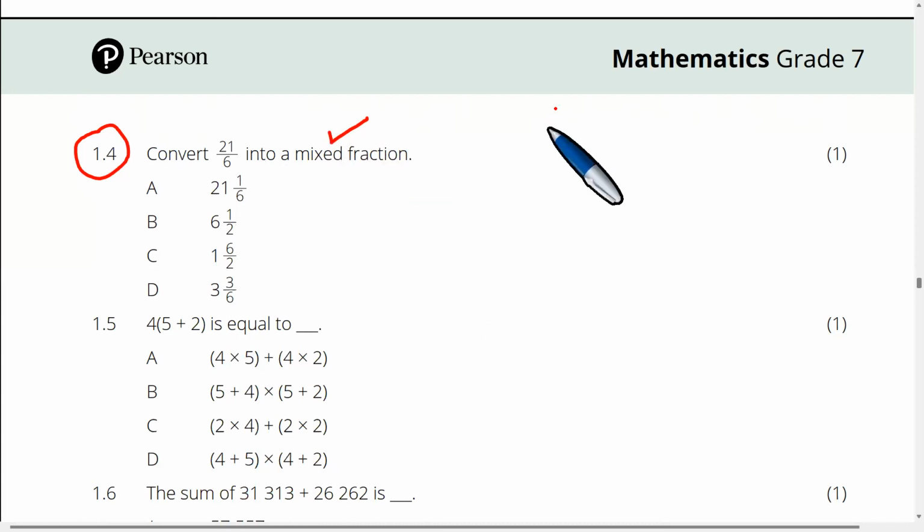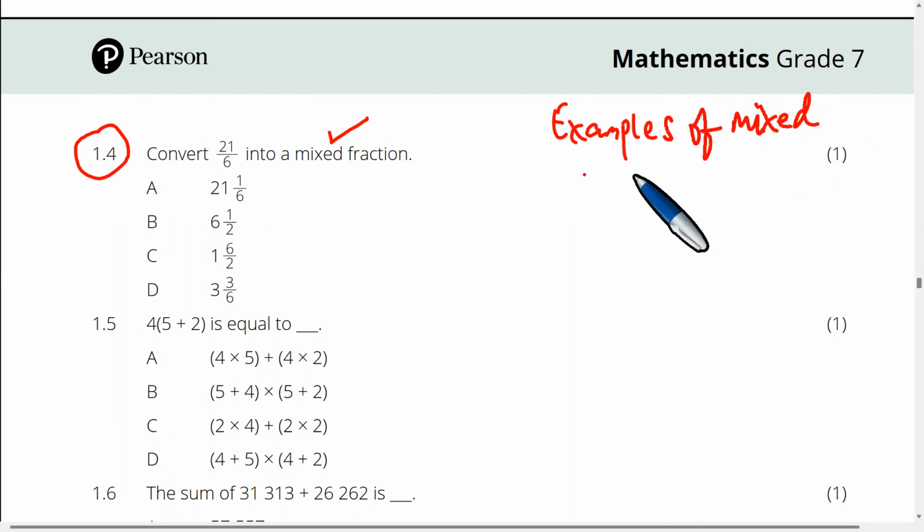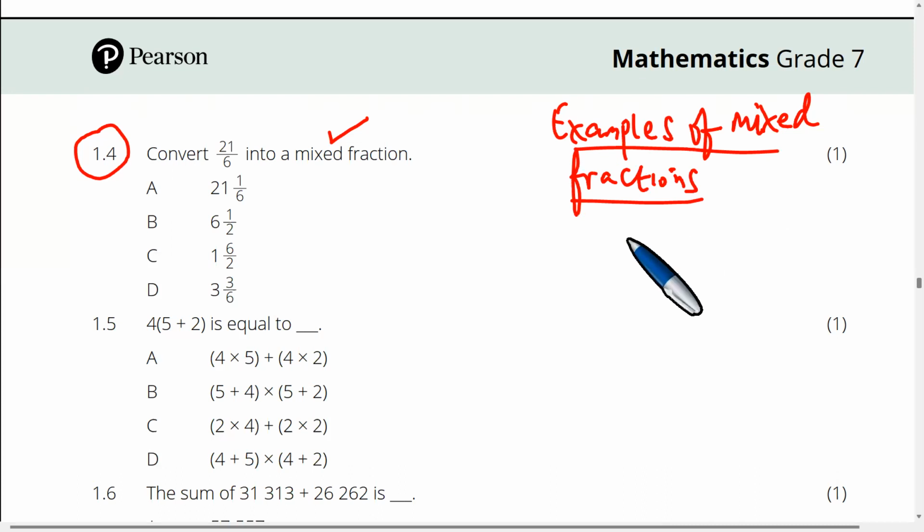Right, so obviously we remember there are some examples of mixed fractions. What are mixed fractions? Like 2 and 1/3 is a mixed fraction. What is this equal to? 2 times 3, what is 2 times 3? It's 6, plus 1, 7 out of 3. So this is what we get.